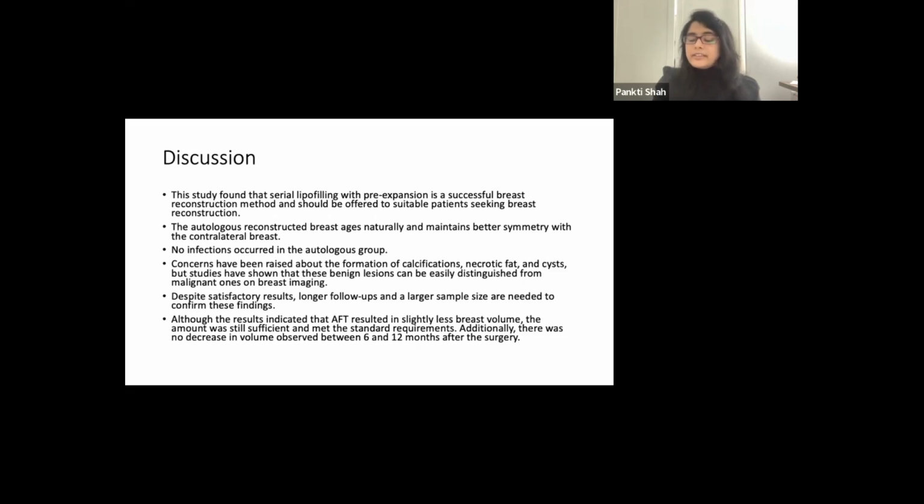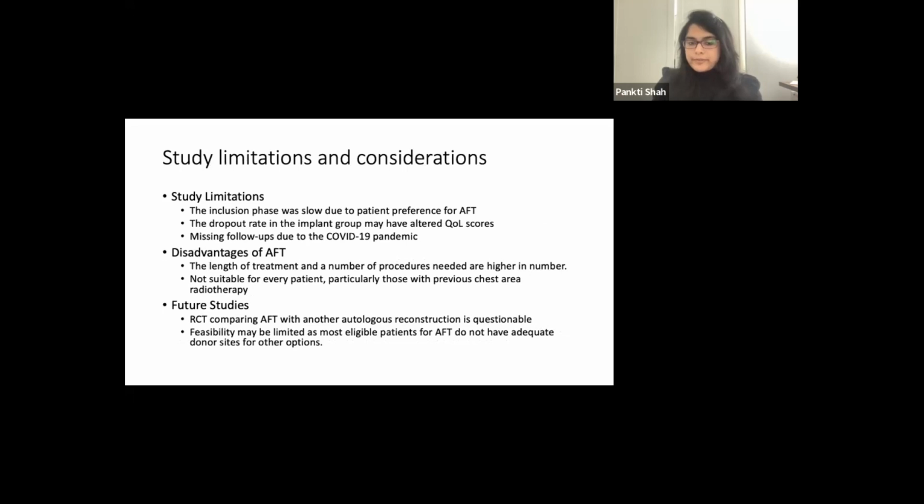Although the results indicated that the AFT resulted in slightly less breast volume, the amount was still sufficient and met the standard requirement. Additionally, there was no increase in the volume observed between 6 and 12 months after the surgery.